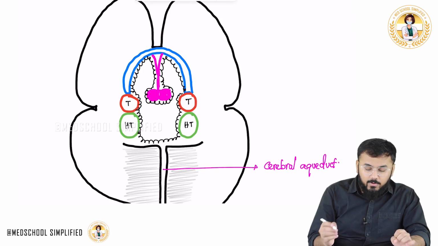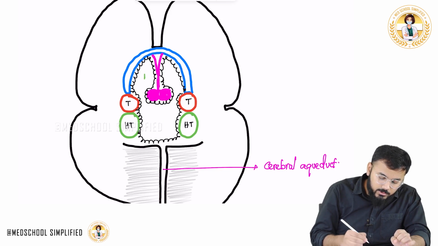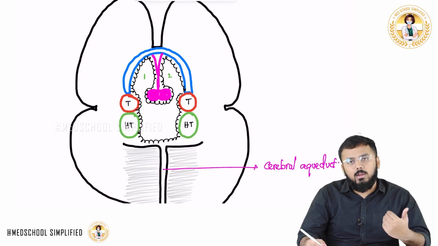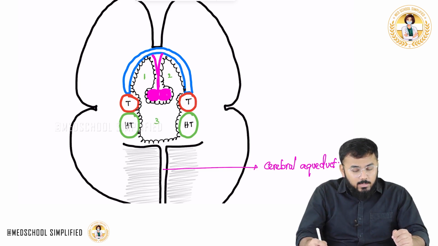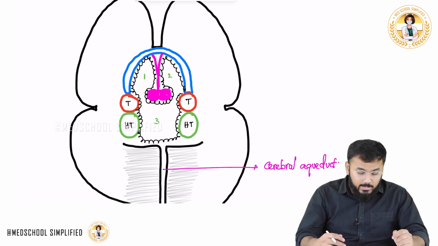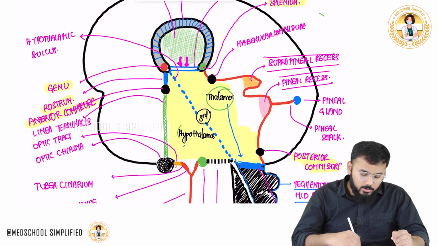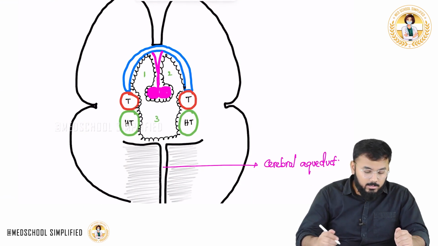Now where are 1 and 2 ventricles? See, this ventricle over here is called the first ventricle, this is called the second ventricle, or you can call it the right lateral ventricle, left lateral ventricle. And can I tell this is the third ventricle, right? So where is the third ventricle present? The third ventricle is present in between thalamus and hypothalamus. Here also you see thalamus, hypothalamus, and this is the third ventricle, right? So here also thalamus, hypothalamus, and third ventricle.